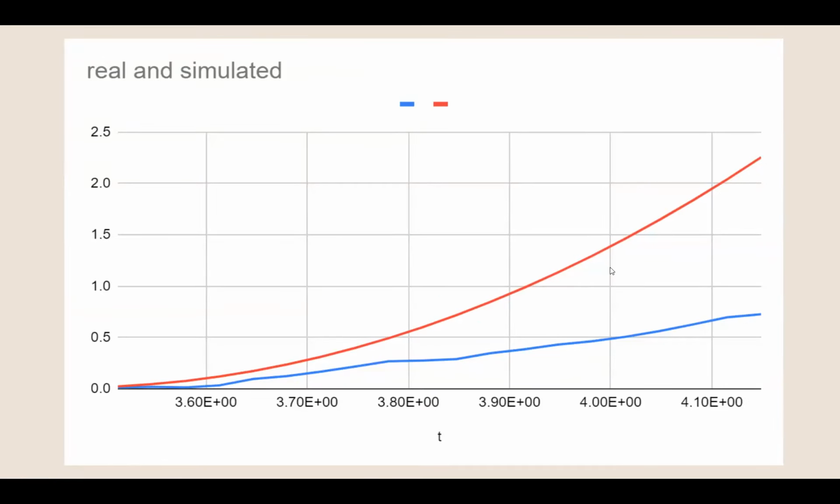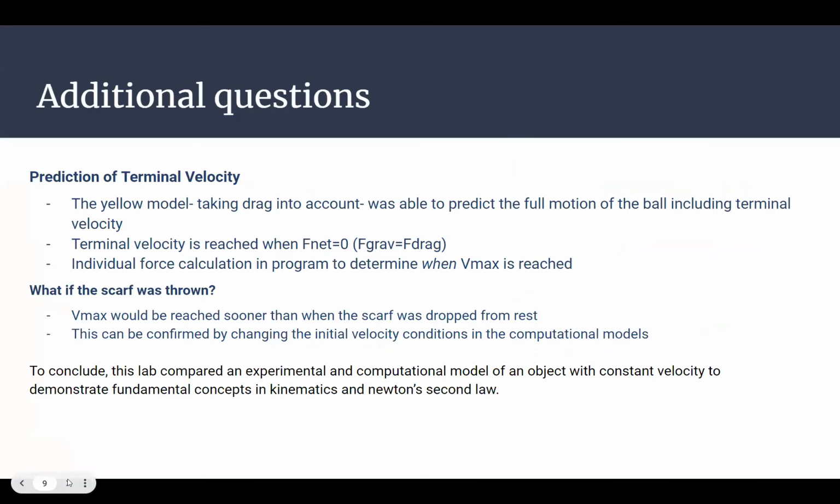This is my graph. I'm not entirely sure what happened here with the data, but this is what it looks like. The curve goes up in this kind of fashion because gravity is accelerating the object, so it's not a constant motion, so the graph would be curved. I'm not sure why this blue graph does not look as curved as the red one, but you get the gist. And then the additional questions: prediction of terminal velocity.